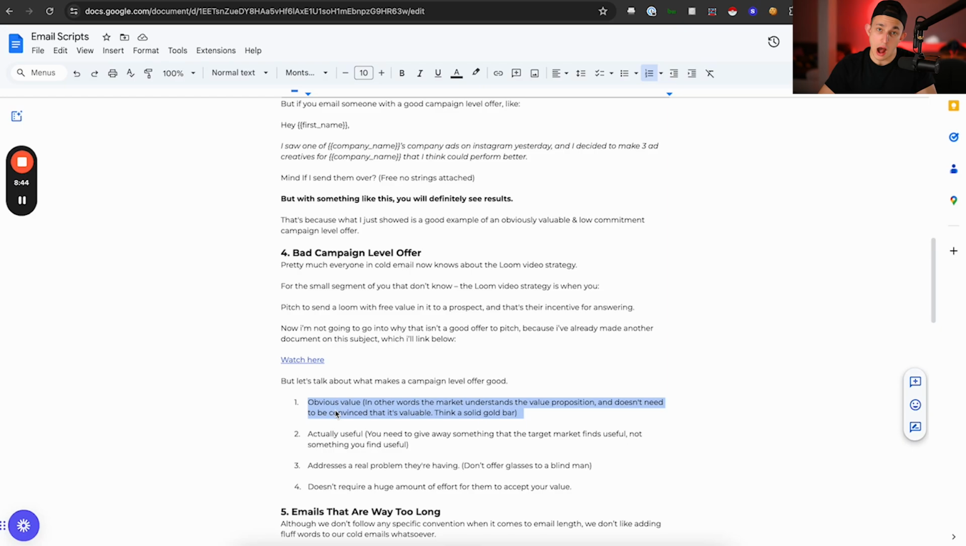Now, again, obvious value. In other words, the market understands the value proposition and does not need to be convinced that it's valuable, right? Think like a solid gold bar. Nobody needs to be convinced the gold is valuable, okay?